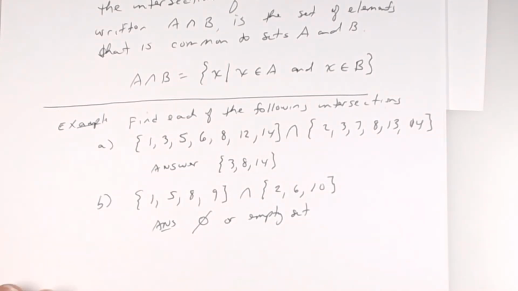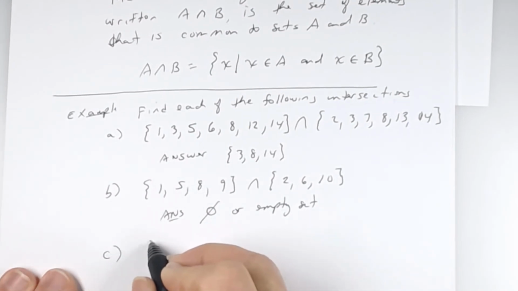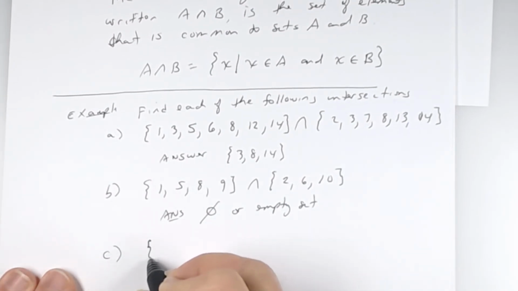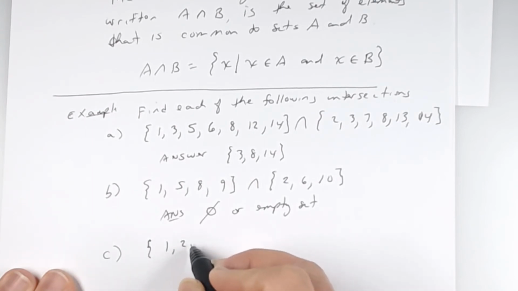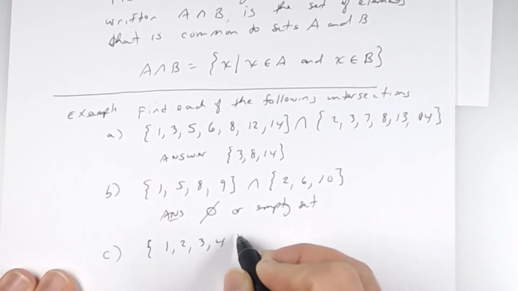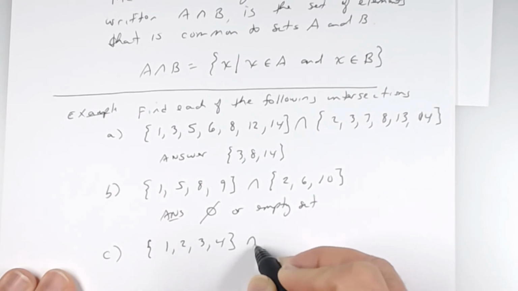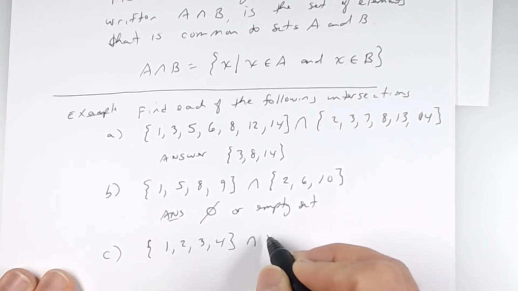All right, now C. 1, 2, 3, 4. Intersect this.